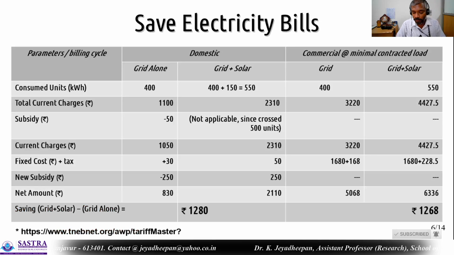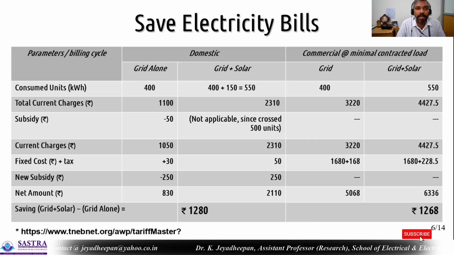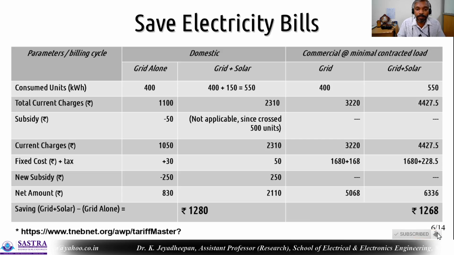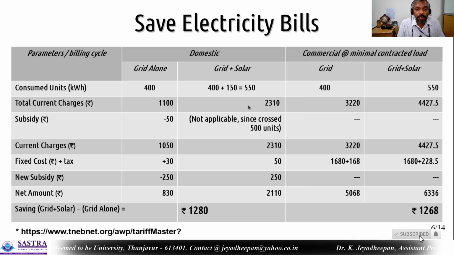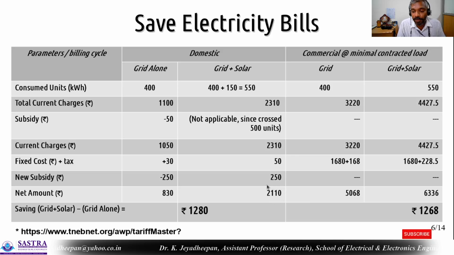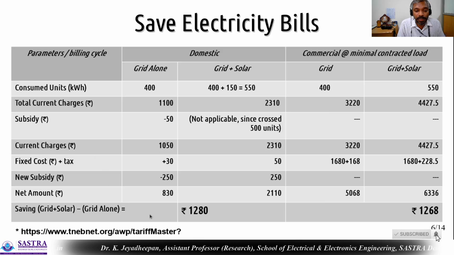So here I have shown how you can save some money from your solar installation. For example, just think you are a user of 550 units per billing cycle, right? 550 units per billing cycle. For example, in Tamil Nadu, your billing cycle is 2 months, right? 550 units means you have to pay at least 2,110 rupees. This is for domestic, right? Domestic means your house.